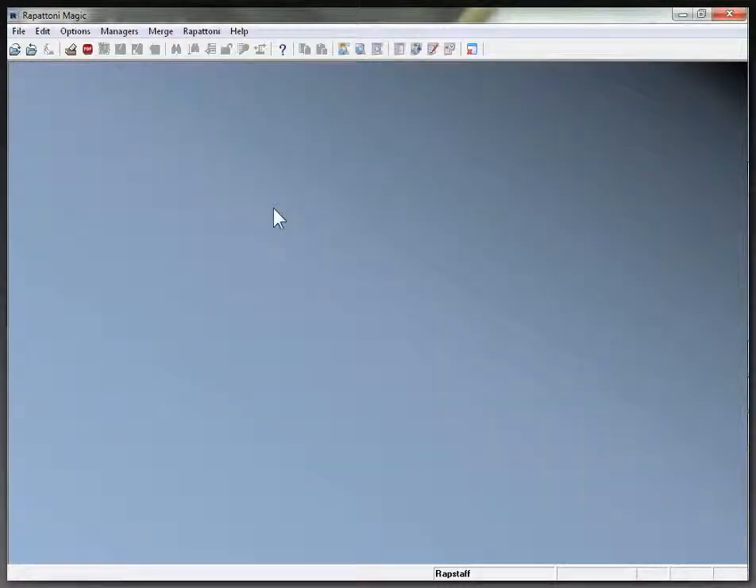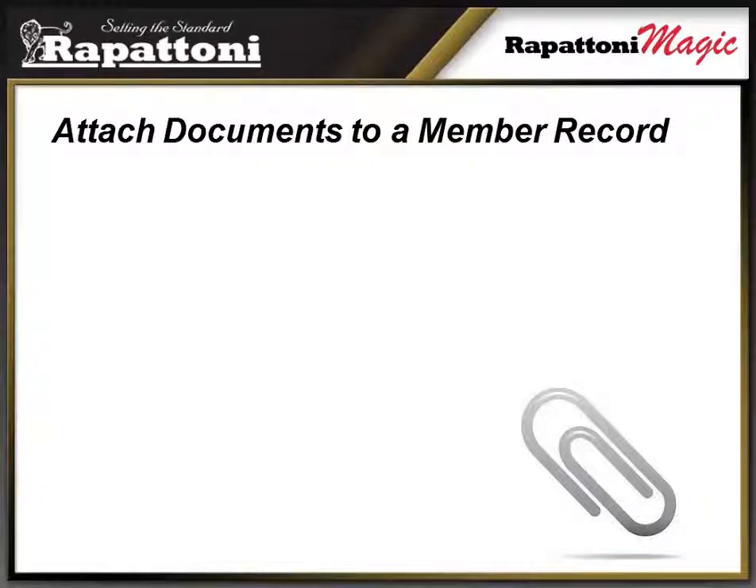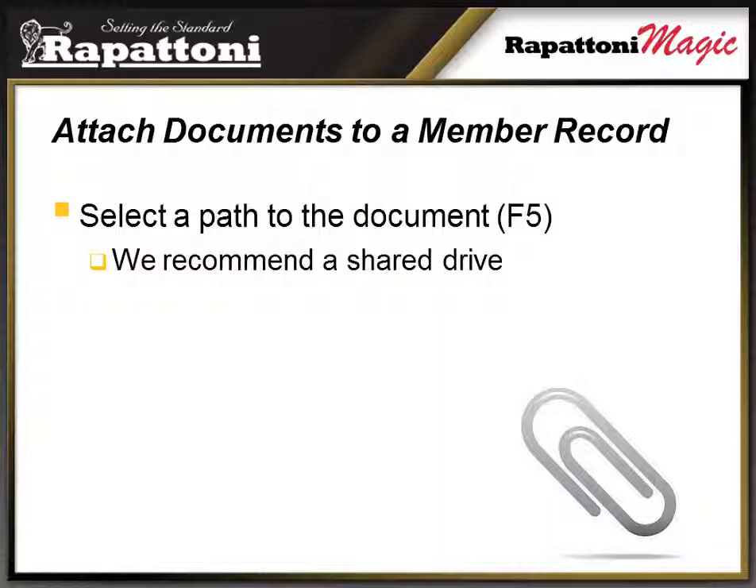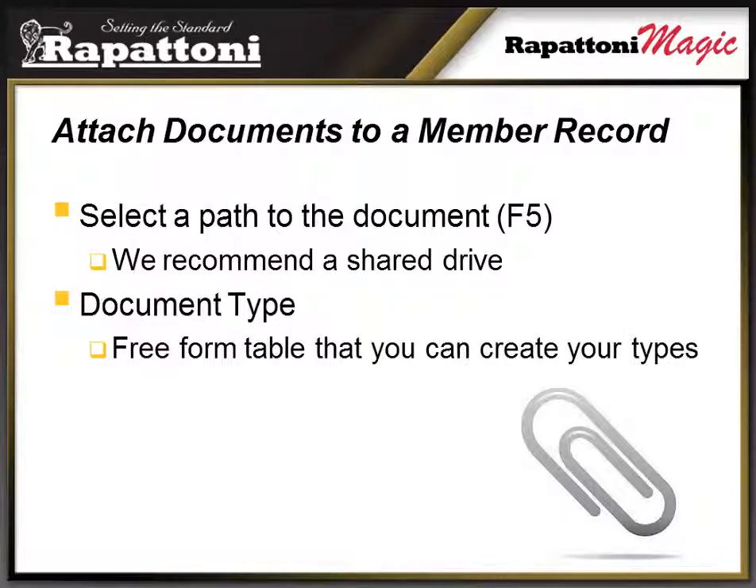Let's review. Attaching a document to a member record in Magic is easy. You simply select a path to the document by using your F5 key and zooming into your computer. We recommend a drive that's shared by anyone working in membership. The document type can be assigned so that you can organize your documents in any manner that you want to. It's a free-form table.